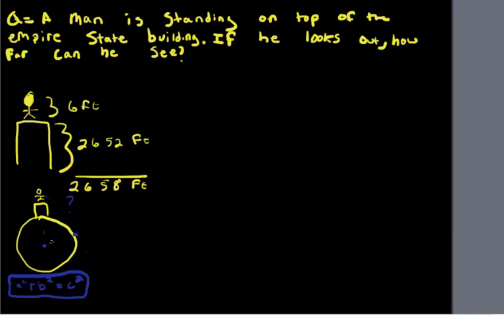Okay. I kind of see a triangle, like if you draw a line from the top of his head to this point, and then from the center of the Earth to this point. So let's draw that in. Okay, so we have this triangle, but what we know about the Pythagorean Theorem is that we need a right triangle.